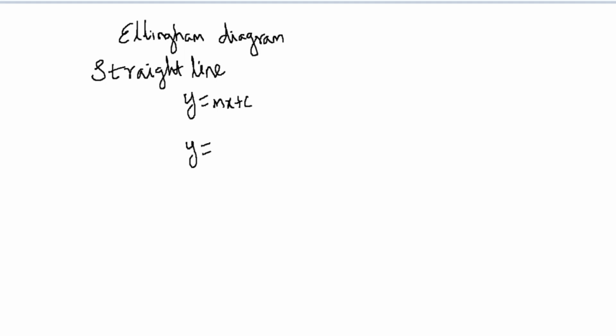For example, if the straight line equation is given like this, y equals 2x plus 3, in which direction shall we draw this line? Y-axis, x-axis. This c is the y-intercept, that is the point where the line intersects the y-axis. This is 3. So 1, 2, 3. At this point the line intersects the y-axis. Then this 2 is the slope.